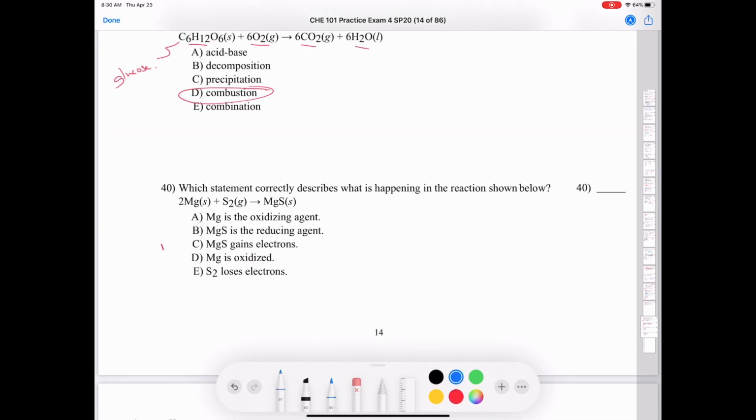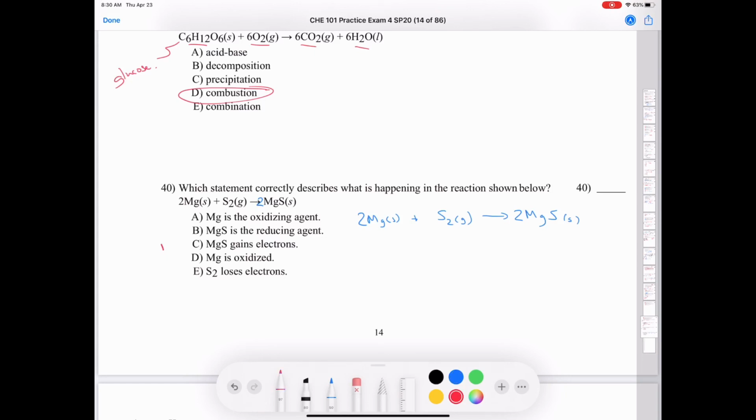And question number 40, which statement correctly describes what's happening in the reaction below? I'm going to rewrite the reaction. So we have 2 magnesium plus S2 giving us magnesium sulfide. This equation is not balanced, so I'm going to balance it for us. Anyhow, there we go. Magnesium sulfide. Let's fix the stoichiometry here. Now our equation is perfectly balanced.